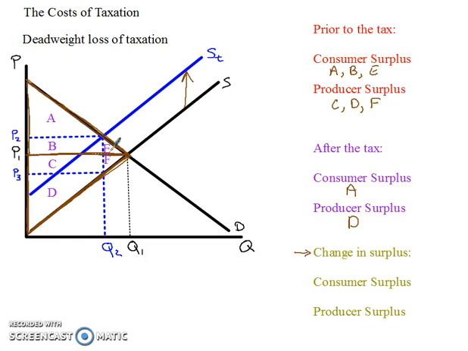They lost area B, so the consumer surplus, they lost area B, and they lost area E. So the minus sign is just meaning that they lost it. Okay, and that's a B right here. So they lost area B, and they gained.